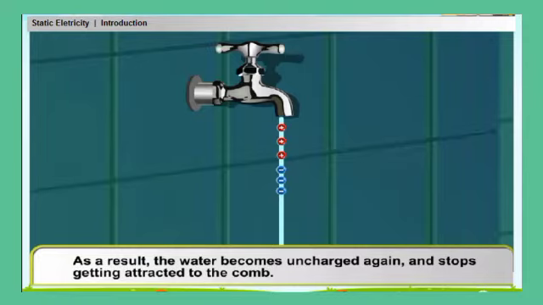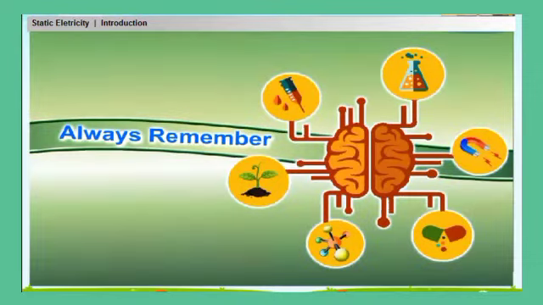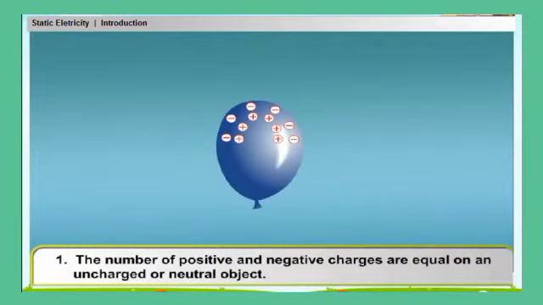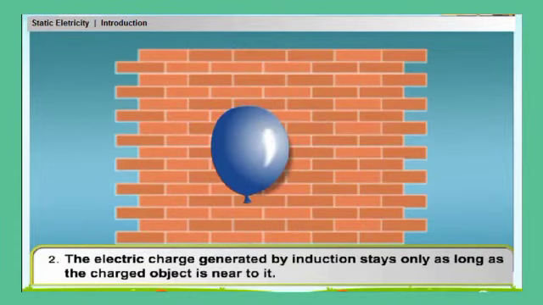Always remember: 1. The number of positive and negative charges are equal on an uncharged or neutral object. 2. The electric charge generated by induction stays only as long as the charged object is near to it.